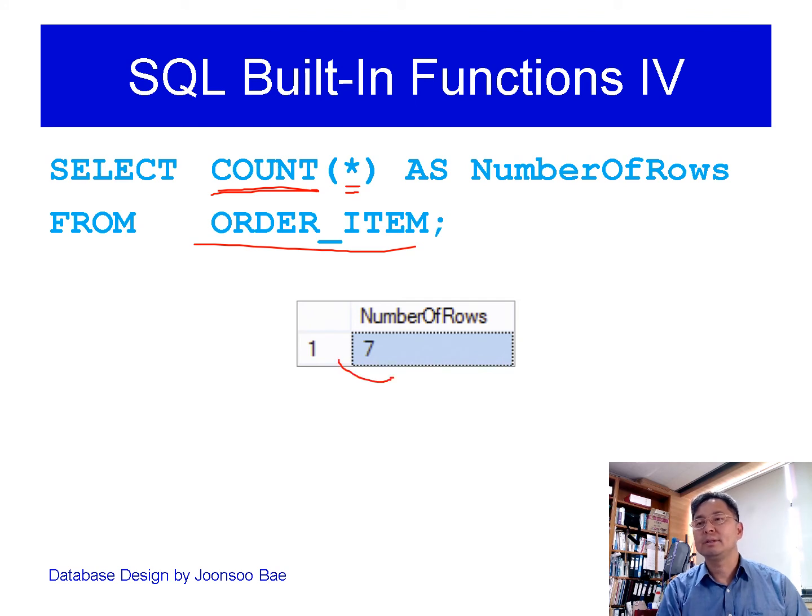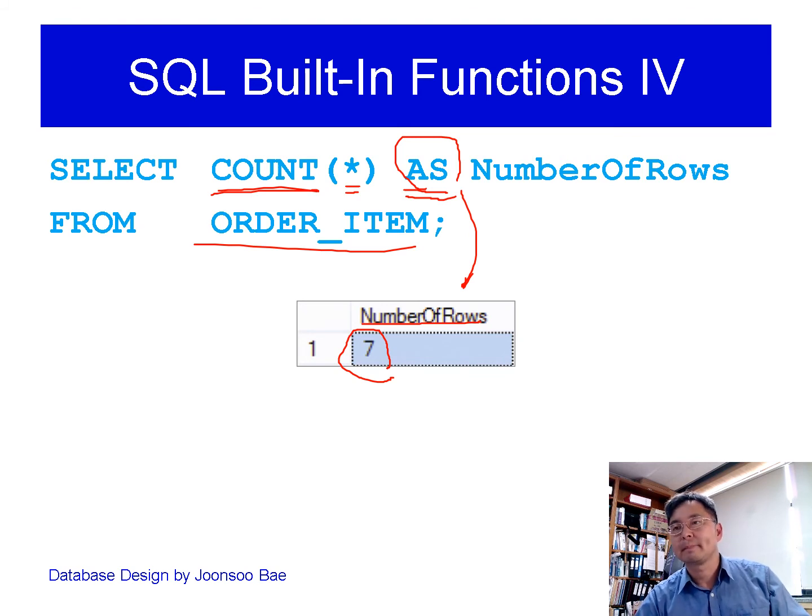Okay, in the result here, 7 data were stored in the order item table. And the result column name is specified using the as keyword. So "number of rows" is shown because of this as keyword. Okay, this is the most useful built-in function, I'm sure.